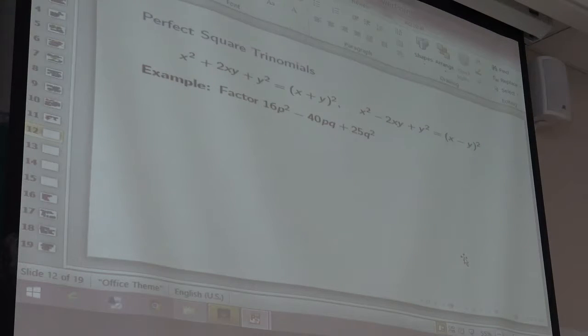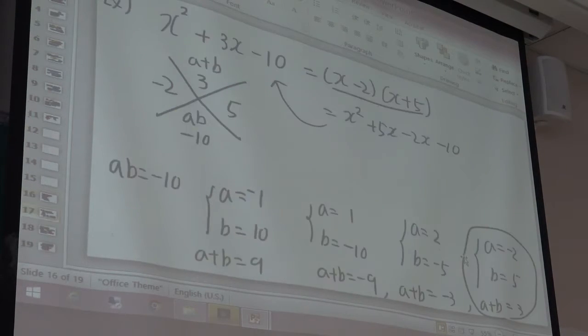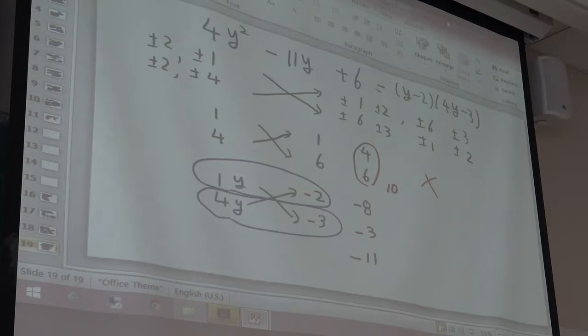Now, the next one is the perfect square trinomial. From now on, this is a new part. So we have x squared plus 2xy plus y squared. When you do the factorization, we can use a very nice formula, which is (x plus y) squared, and x squared minus 2xy plus y squared is (x minus y) squared. If you want to use the previous method, we can still use that, as the following.